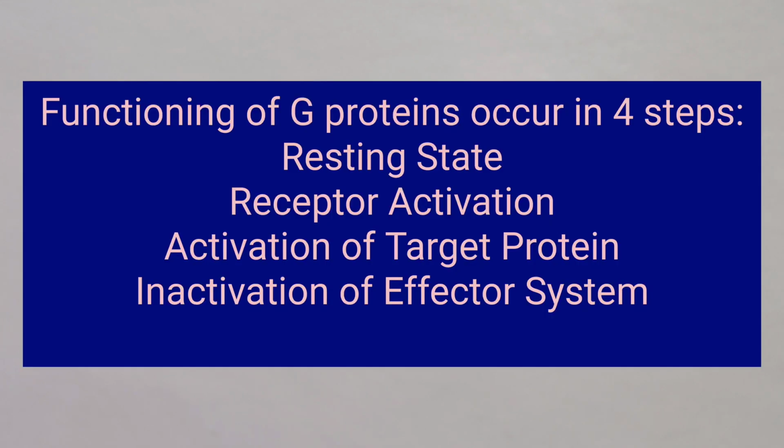The G proteins function in 4 stages. The first one is the resting state of the receptor. The second is the activation of the receptor. Third is activation of target proteins. And fourth, termination of signaling and return of the receptor to the resting state.